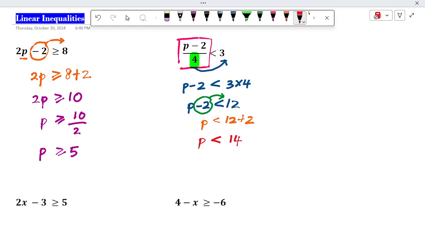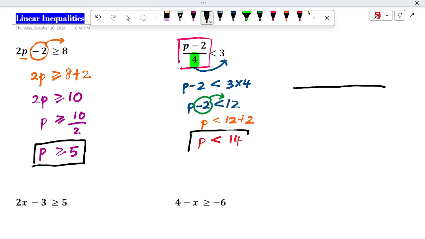Once you have both your answers, you need to draw a number line. Drawing a number line is compulsory for you to decide your final answer. So when you are drawing your number line, draw a line. The numbers given here are 5 and also 14. So label from small to big.